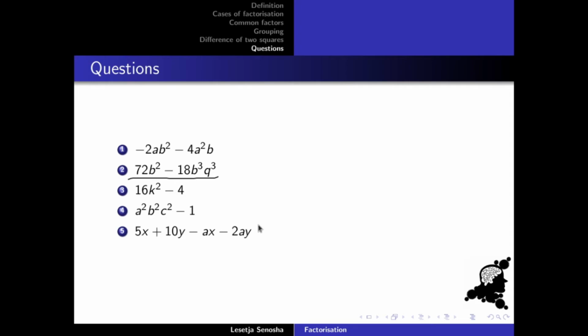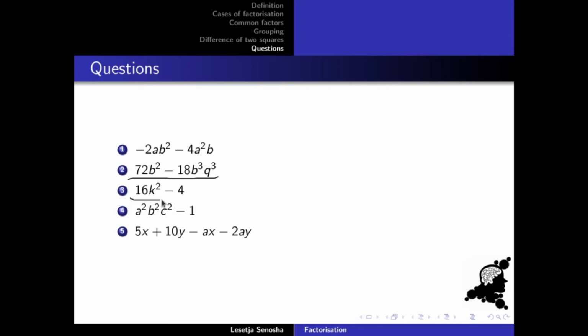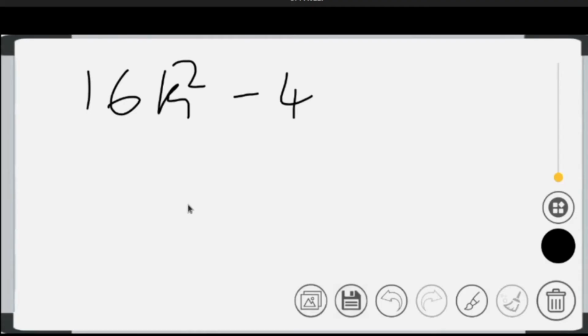Now let's go over to the next one. Now the next one is quite different, because it's another scenario that you're going to come across. So we have our expression over here: 16k squared minus 4. Now, as you can see, this is a difference of two squares. Why? It's because both of them are perfect squares, right? Then it means that this is the difference of two squares.